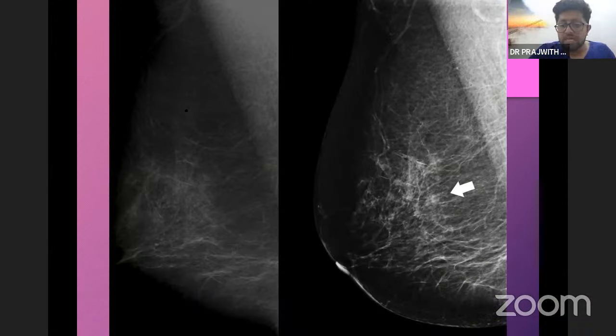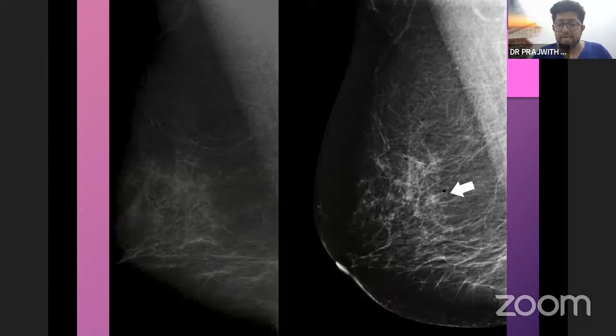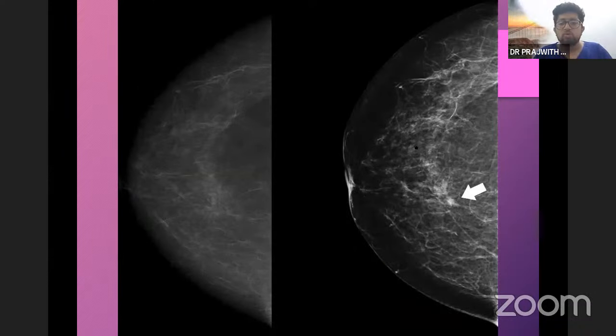Okay. Now we can see there is a lesion here. And we can compare that in a craniocaudal view. Again, we can find that lesion, but it does not have a proper margin. We cannot identify the proper outline. It just looks like one area here. But we are seeing it in both the views. So it is nothing but a focal asymmetry.